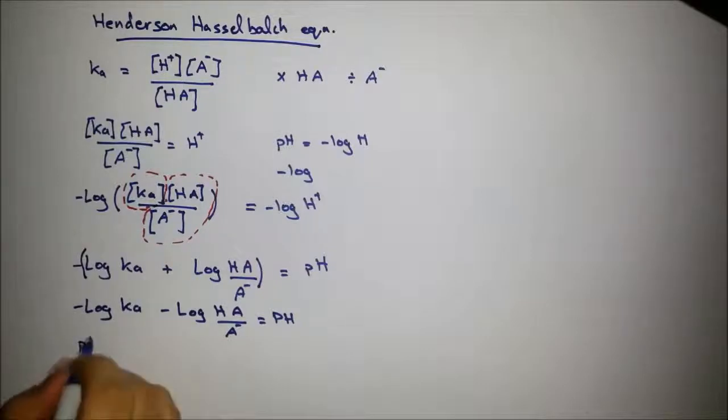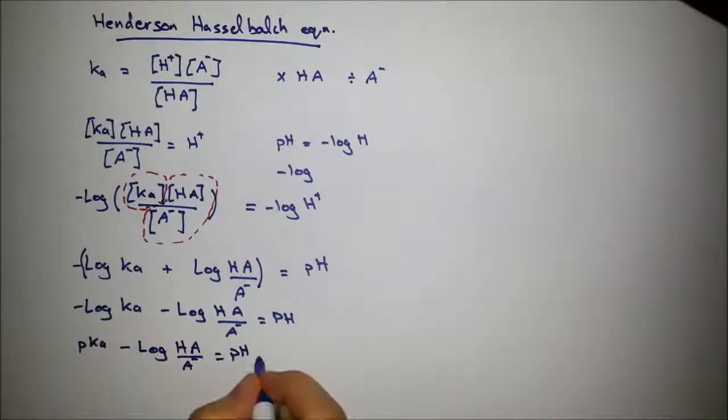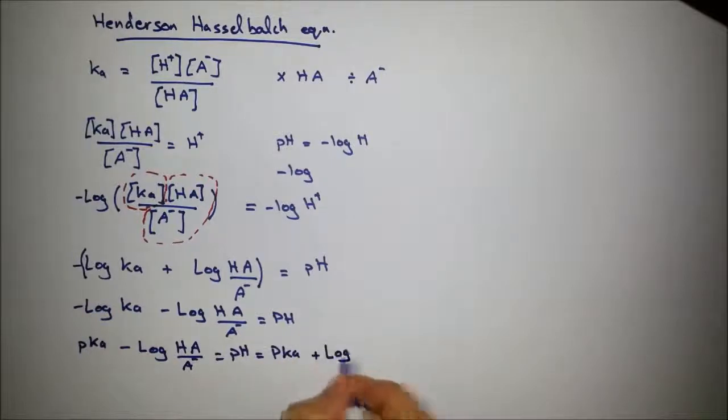And you can now replace minus log Ka with pKa. And here we have the final equation. You can simply change the negative sign by inverting the acid to base ratio. Of course, you don't have to memorize all these steps. You should only know the final equation.